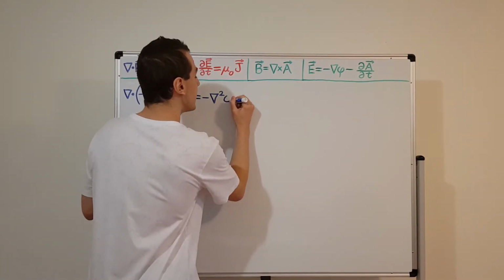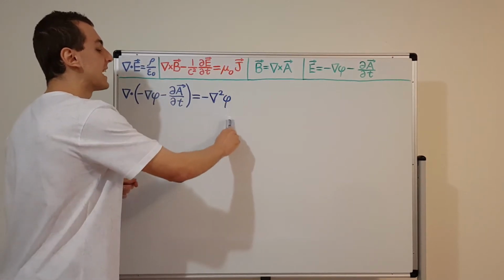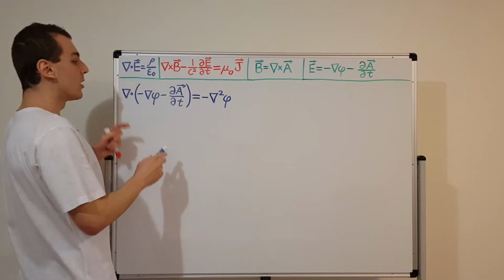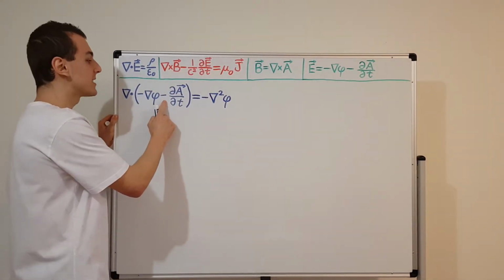So we have the Laplacian of phi. And we're taking the Laplacian of a scalar field. This is the electric scalar potential. Now, let's have a look at this second term. We're still going to have a minus sign. So this minus sign is still going to be there.